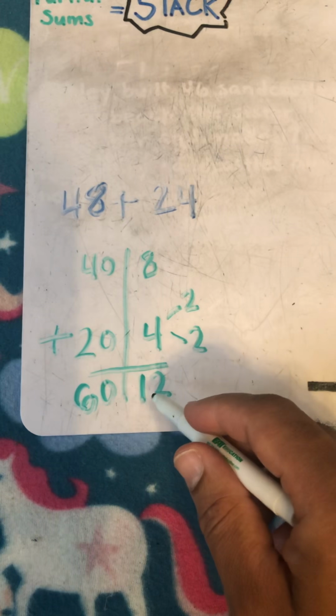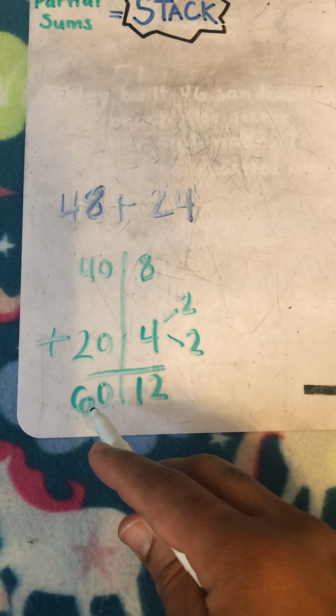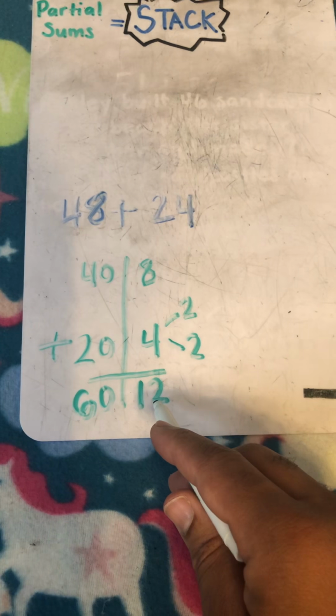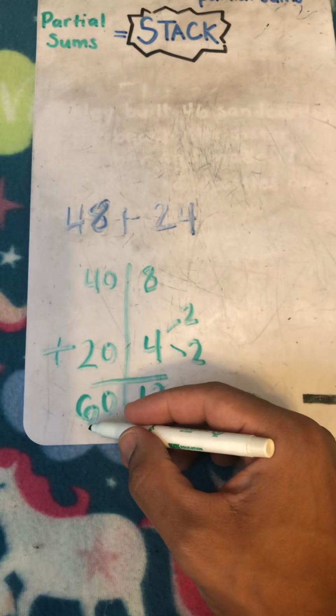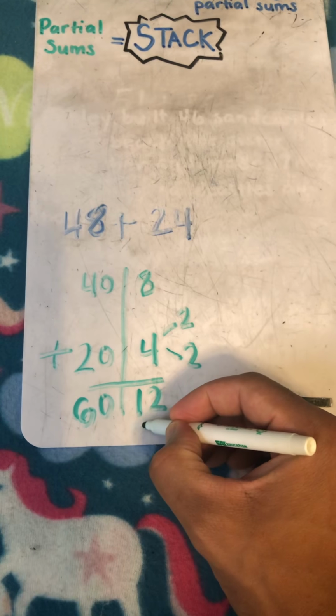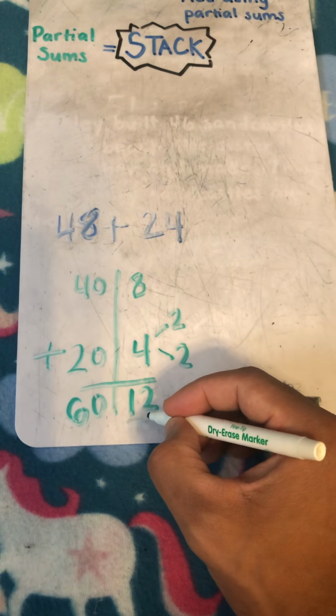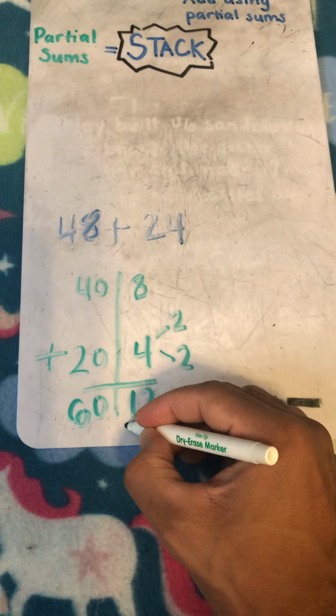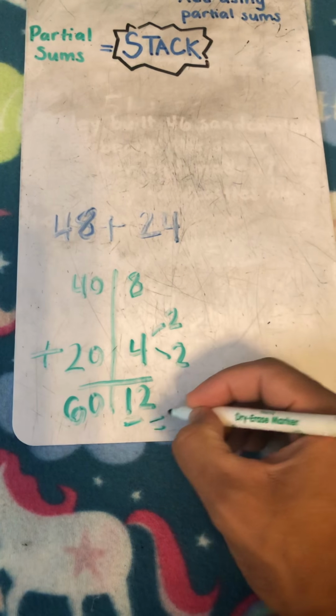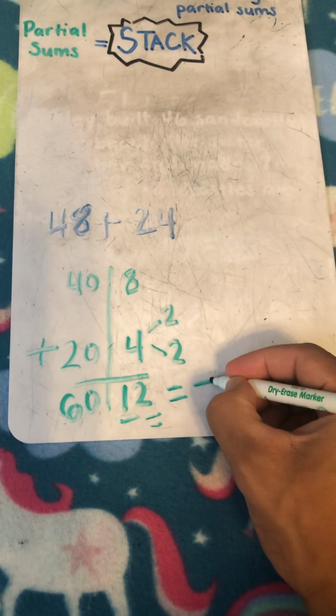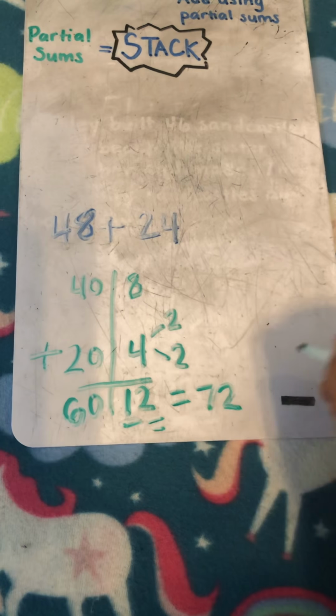Now it's time for me to put my values together. I have 60 and 12. Well, here's 60. Here's another 10. So I know that would take me from 60 to 70. And then I can add my 2 more 1s. 72 is my answer.